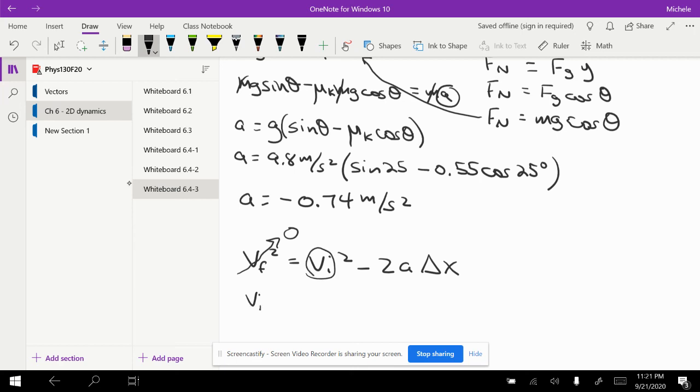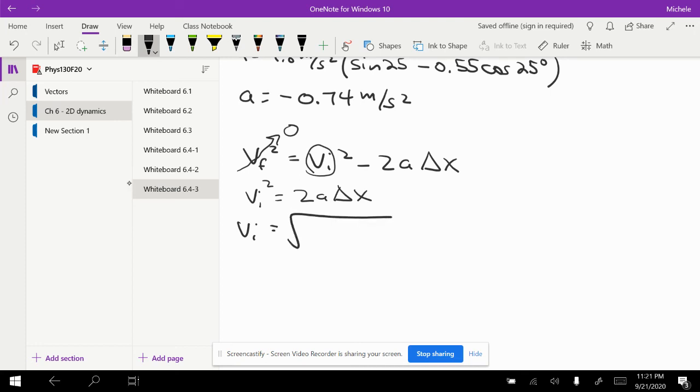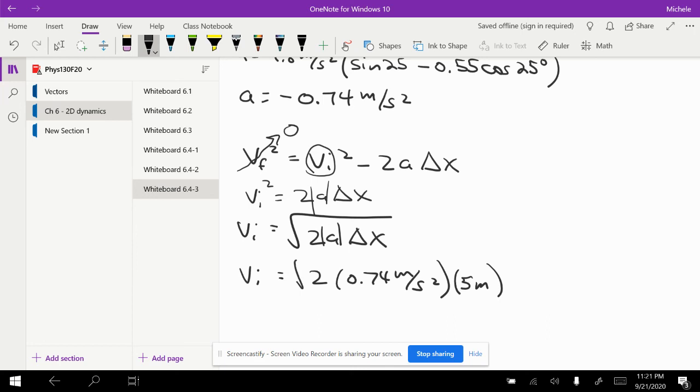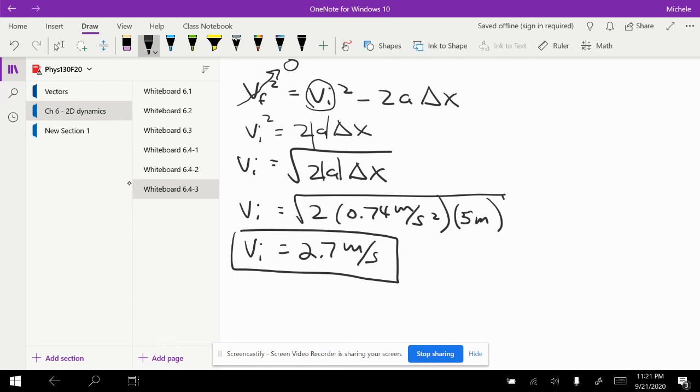So v initial squared is equal to 2a delta x. So vi is equal to the square root of 2a delta x. And like I said, I'm using the absolute value, the positive value. So vi is equal to the square root of 2 times 0.74 meters per second squared times 5 meters. So it's 5 meters down the roof. And so vi then is equal to 2.7 meters per second. And that's what the box of nails has to start with in order to get just to the edge and stop before it goes over.